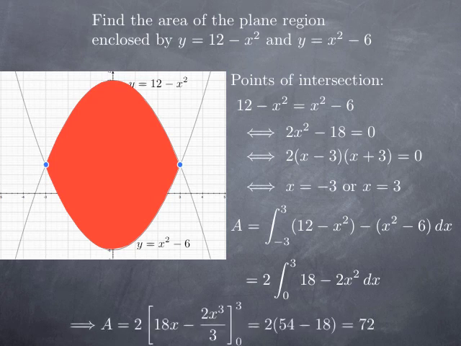So an antiderivative of 18 minus 2x squared is 18x minus 2/3 x cubed, and we evaluate that between 0 and 3. And after simplification we obtain 72 for the value of the area.